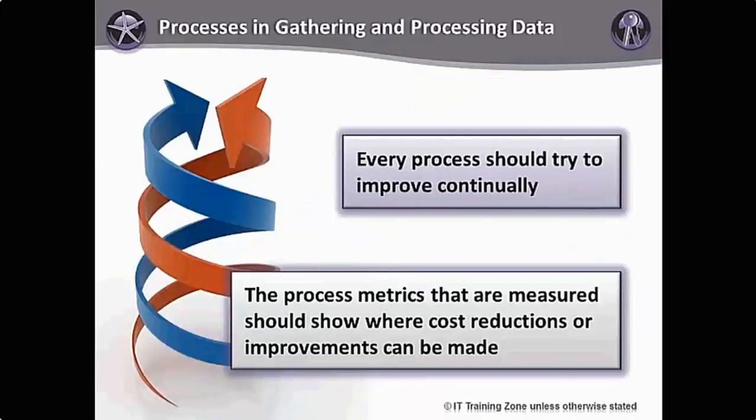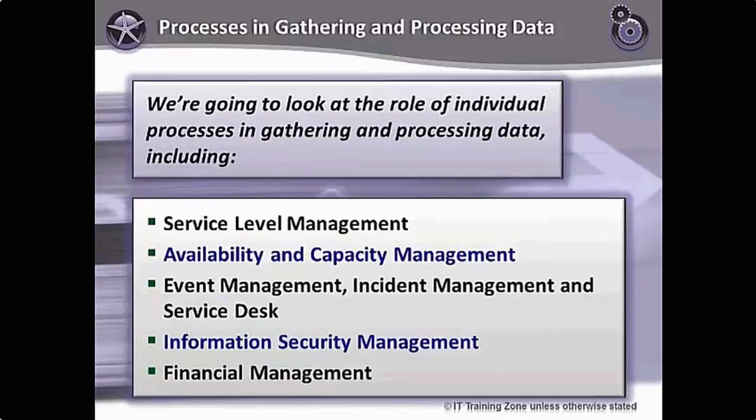We're going to move on now and study the processes that are involved with gathering and processing data. Every process should try to improve continually. The process metrics that are measured should show where cost reductions or improvements can be made. We're going to study these processes and their role in gathering and processing data. Service level management, availability and capacity management, event management, incident management and service desk, information security management, and financial management.